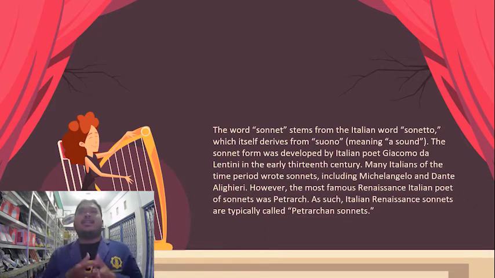However, the most famous Renaissance Italian poet of the sonnet was Petrarch. As such, Italian Renaissance sonnets are typically called Petrarchan sonnets. The format created by Giacomo da Lentini and perfected by Petrarch was adapted by the English poets of the Elizabethan age. These poets include Elizabeth Barrett Browning, John Donne, and the master of the English sonnet, William Shakespeare. So synonymous is Shakespeare with the sonnet format that English sonnets are frequently referred to as Shakespearean sonnets.